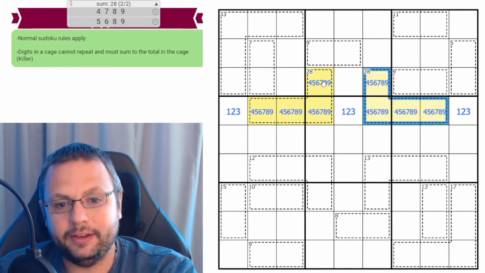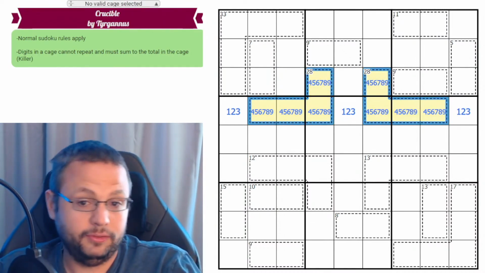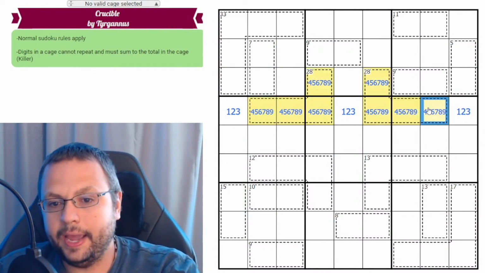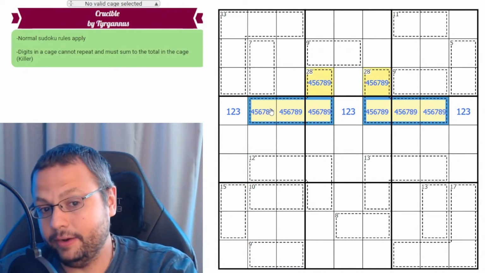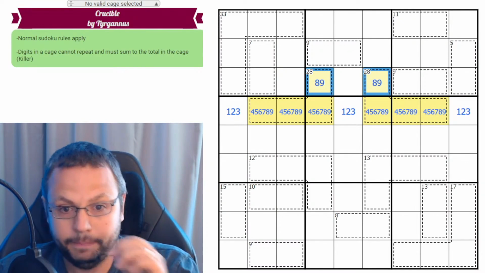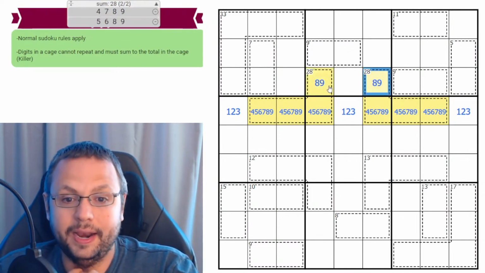So how many 8 9s are there supposed to be in all of these cells? There's supposed to be 2 8 9s in all of these cells. Well, I can only put 1 8 and 1 9 in row 4, so these need to be 8 9 to make up the difference. So these cells are an 8 9 pair.